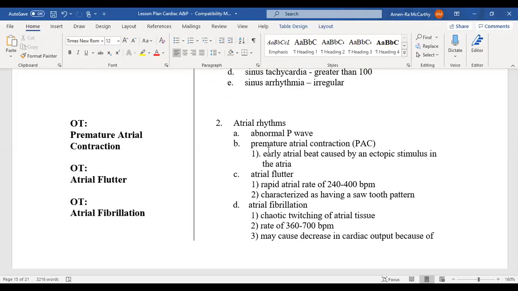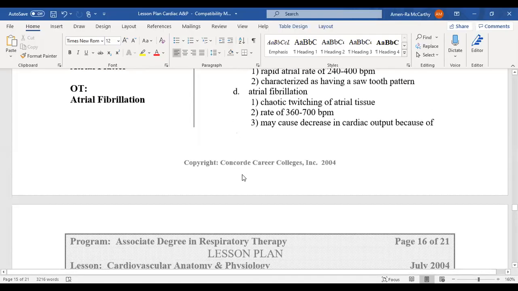Atrial rhythms are abnormal P wave, right? If the P wave is just quivering, then that's atrial what? Fibrillation, A-fib. If the atria is sharp, sharp, sharp, sharp, then that's what? Atrial flutter. Looks like a knife pattern, right? That's a flutter when it's sharp, sharp, sharp P waves, okay? If the P waves are just kind of shaking, then that's atrial fibrillation, okay? Neither one of those are life-threatening, okay? All right?